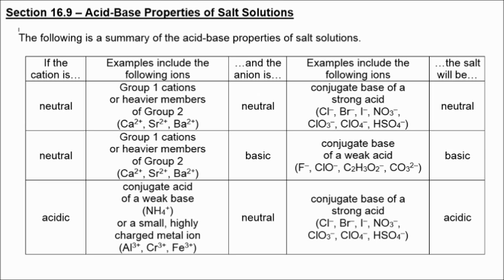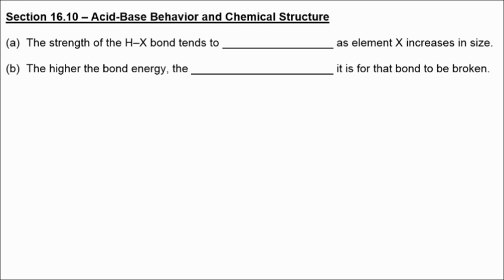So this chart just summarizes what you could have in terms of neutral, basic, or acidic. All right, our next section is section 16.10, acid-base behavior and chemical structure.